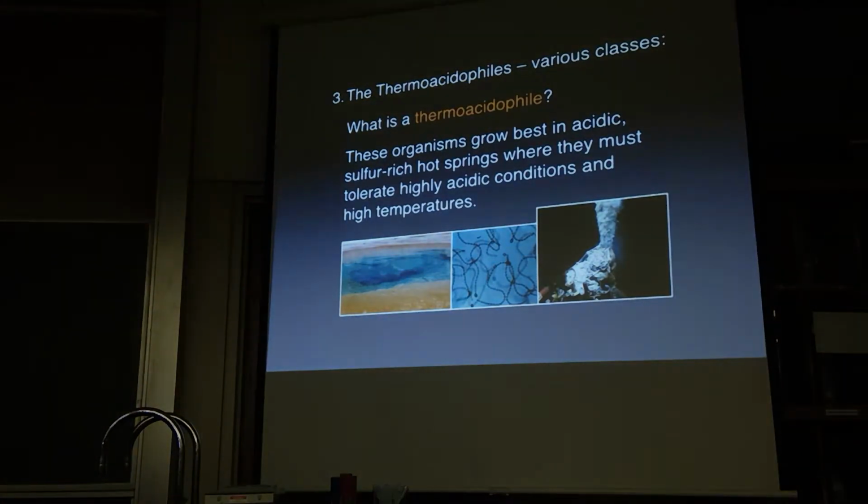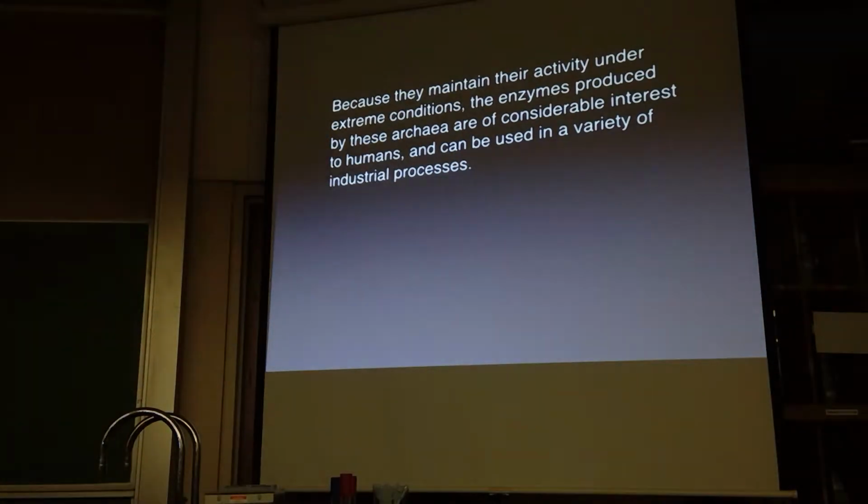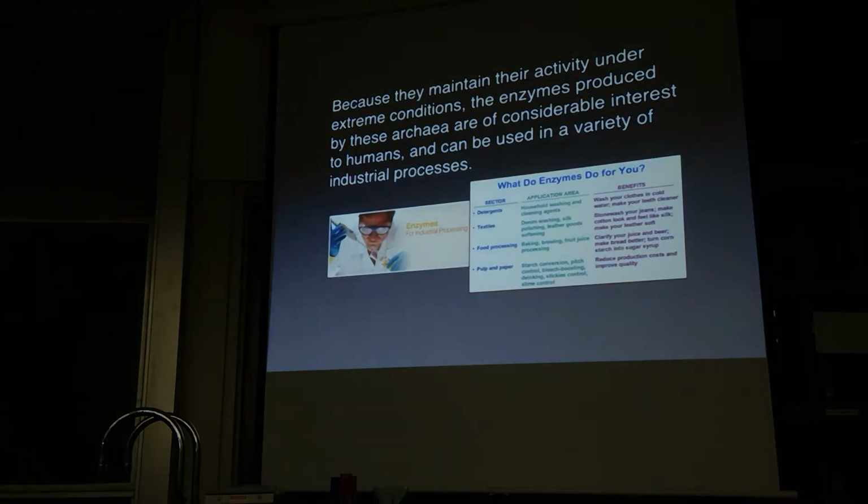So these organisms are of interest because humans can take advantage of enzymes produced by these organisms. We have a lot of industrial processes where in order to produce certain kinds of things, the enzymes have to be able to withstand heat and sometimes acidity. So people are interested in these thermoacidophiles to find out what kind of enzymes they have and what we could maybe do with them. So there are now enzymes in detergents, enzymes used in textile production, food processing, paper processing, etc., etc.